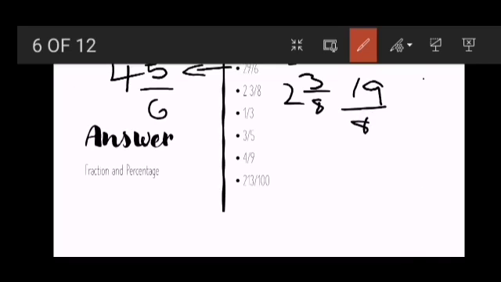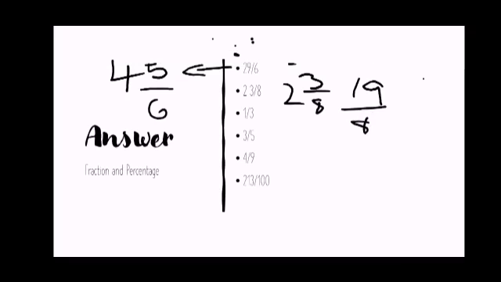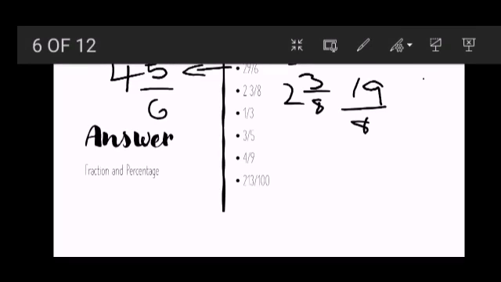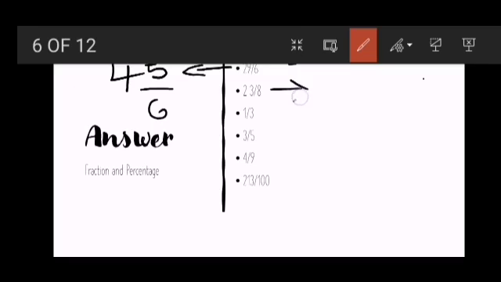So the first one is equal to 4 whole number 5 over 6. The second one is 19 over 8. I'm going to write that clearly so that you guys can really see it well. So this one is equal to 19 over 8. The next question.